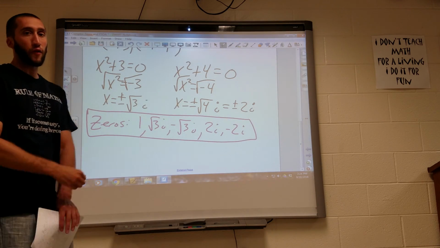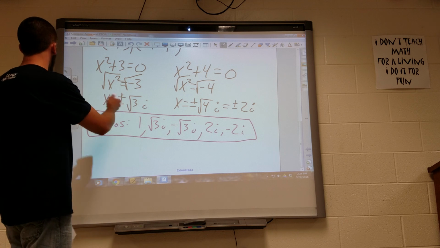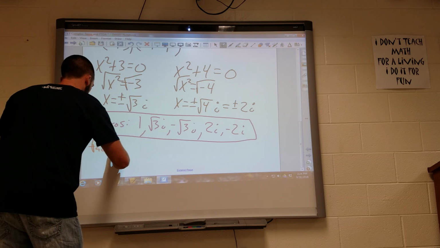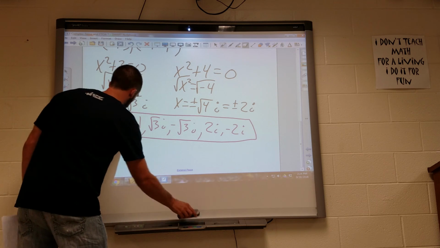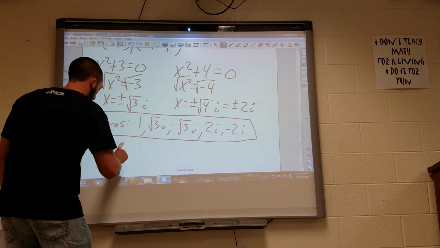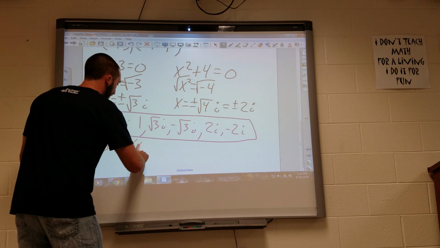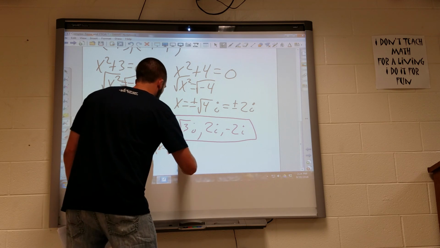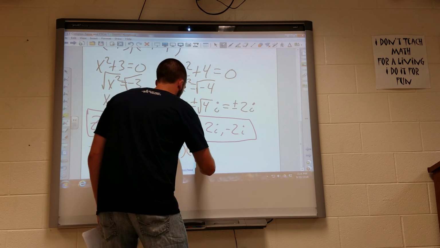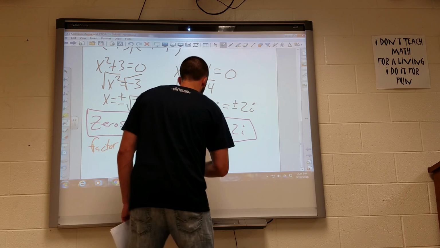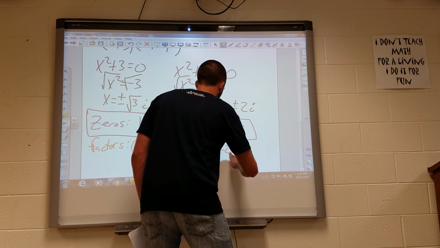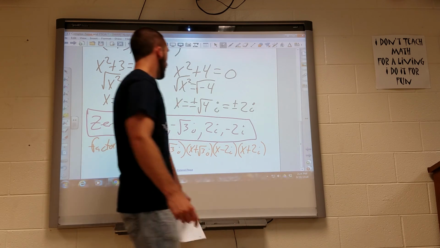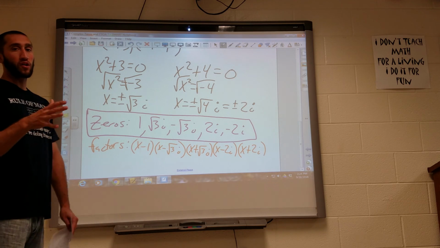That is all they asked for, but just if I wanted to show what the factors would look like, that should be an R, not an N. So the factors would be x minus 1, x minus radical 3i, x plus radical 3i, x minus 2i, and x plus 2i. So those are the factors of that 5th degree polynomial that we started off with.